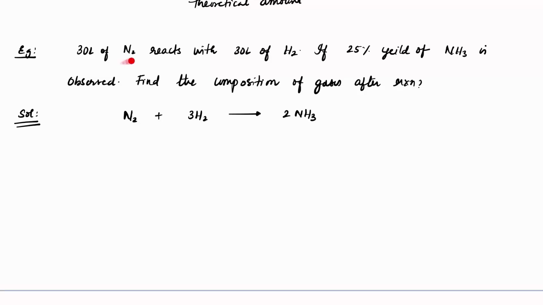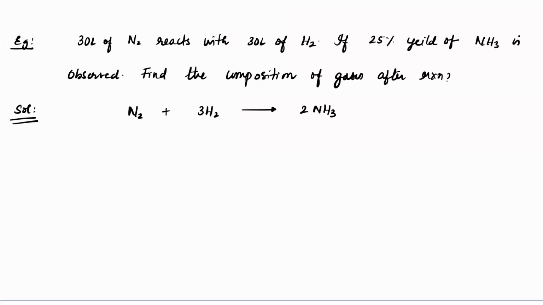If 30 liters of N2 reacts with 30 liters of H2, and if 25% of yield is observed for ammonia, then find the composition of gases after the reaction. Check. And you know that volume would always follow the mole compositions. So we can use that term here.